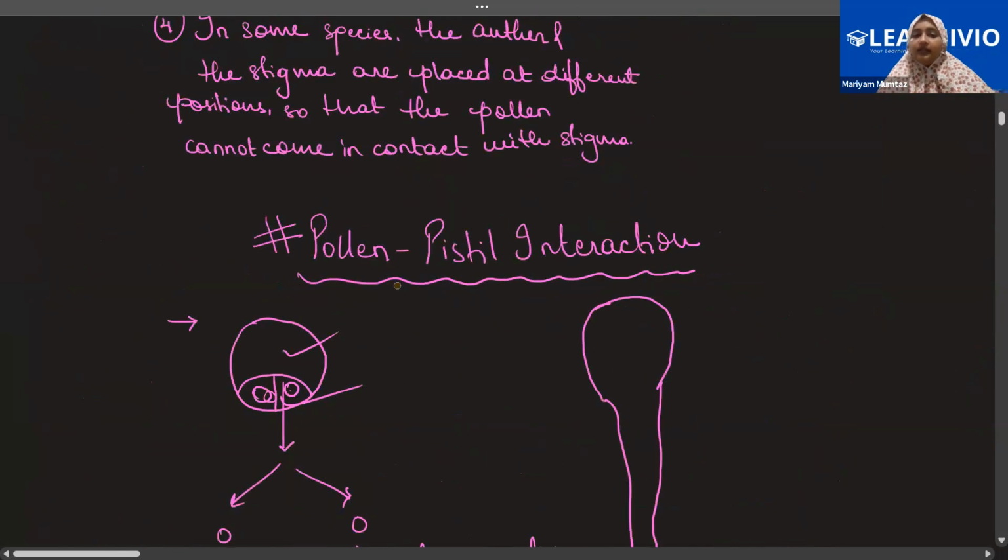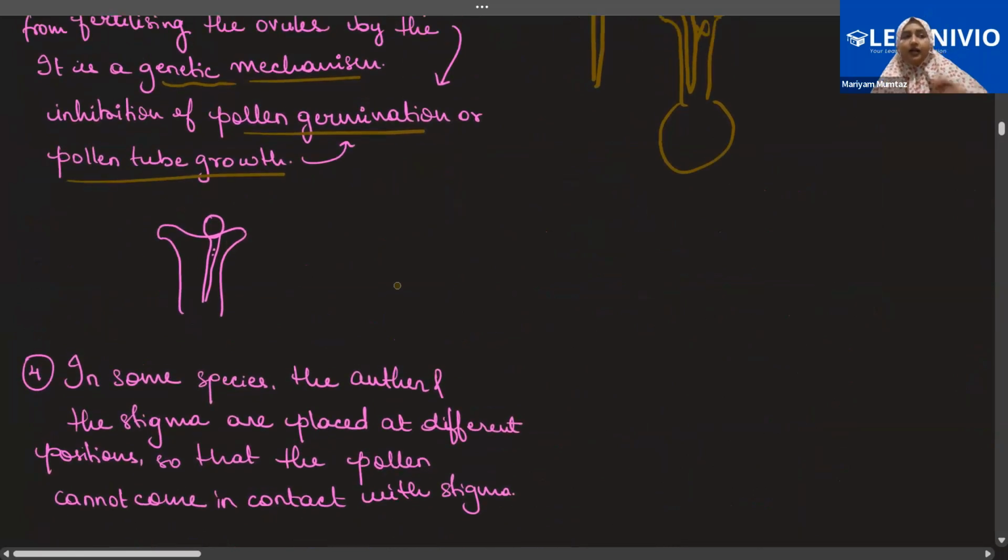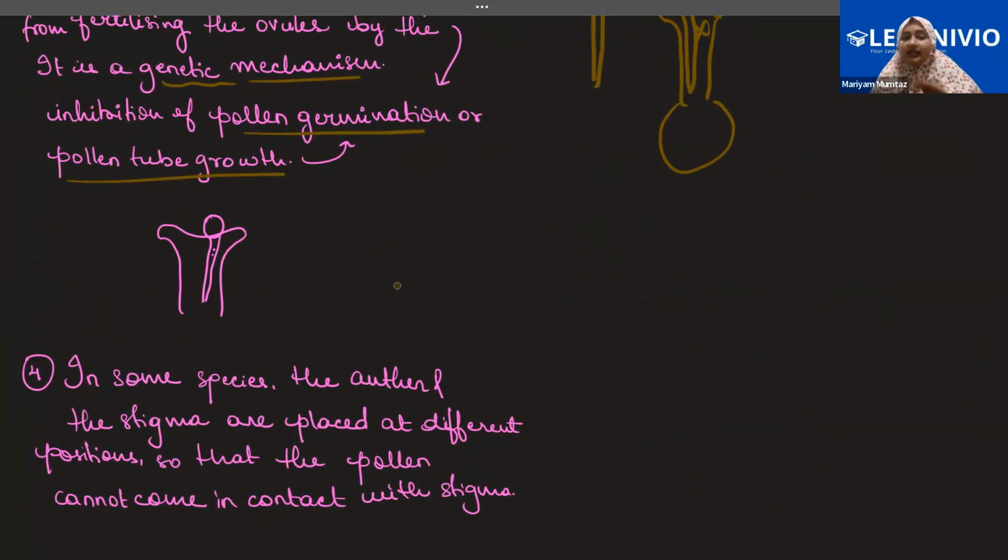All right. Now we have discussed every single thing starting from the formation of pollen up till the transfer of pollen. Meaning now the whole entire pre-fertilization event is over. Now we are moving towards the fertilization part.